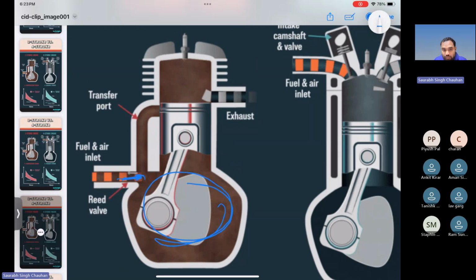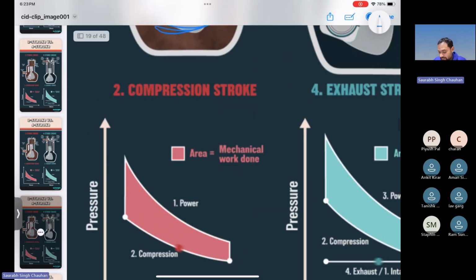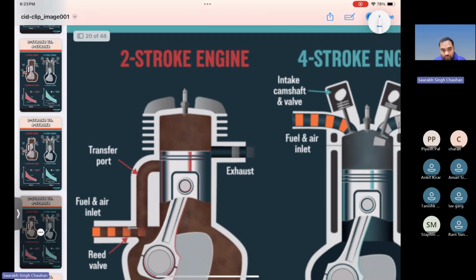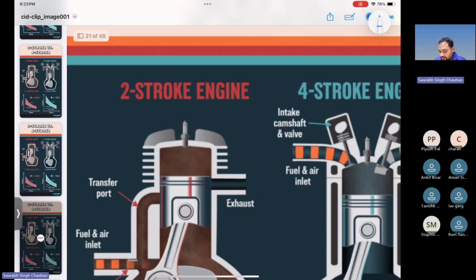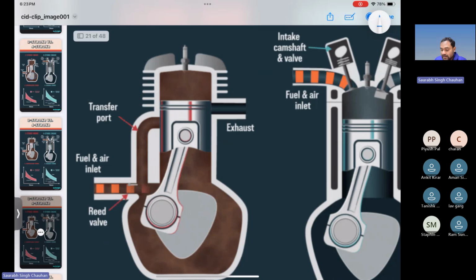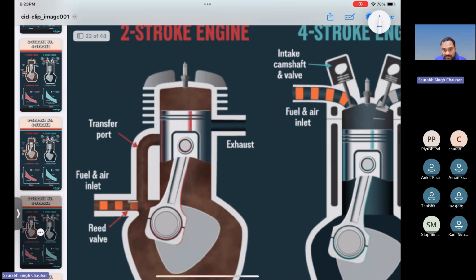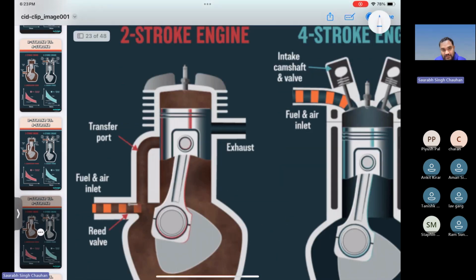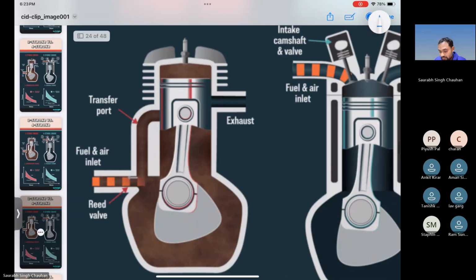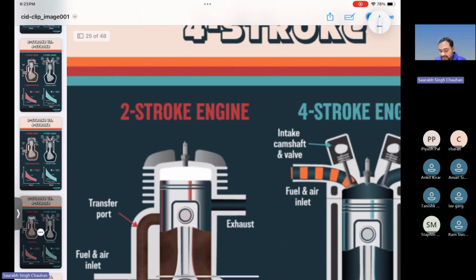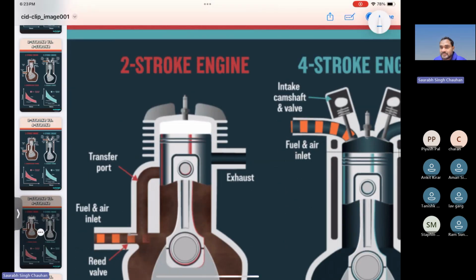When the piston moves upward, it will cover the exhaust port. Now it is moving upward and the exhaust port is being closed. Now it is completely covered. The piston is still moving upward, and now it is compressing the air fuel mixture, going towards TDC. More compression, more compression, and when it has reached the TDC, a spark plug will ignite this air fuel mixture.